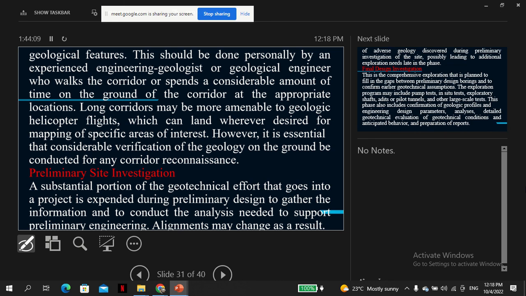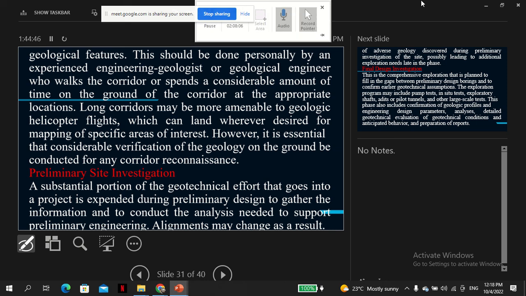This should be done personally by an experienced engineering geologist or geological engineer who walks the corridor or spends a considerable amount of time in the country ground of the corridor at the appropriate location. Long corridors may be more amenable to geological helicopters. So if you can get a helicopter and it's a long stretch and you have the money, I think it's better, because you need to get as much information as you can, which can land whenever desired.